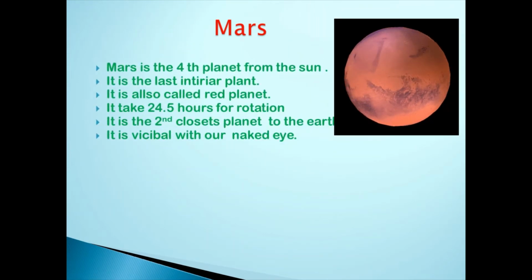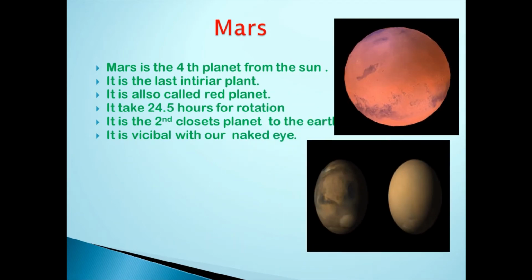Mars is the fourth planet from the Sun. It is the last interior planet. It is also called the red planet. It takes 24.5 hours for rotation. It is the second closest planet to the Earth. It is visible with our naked eye.